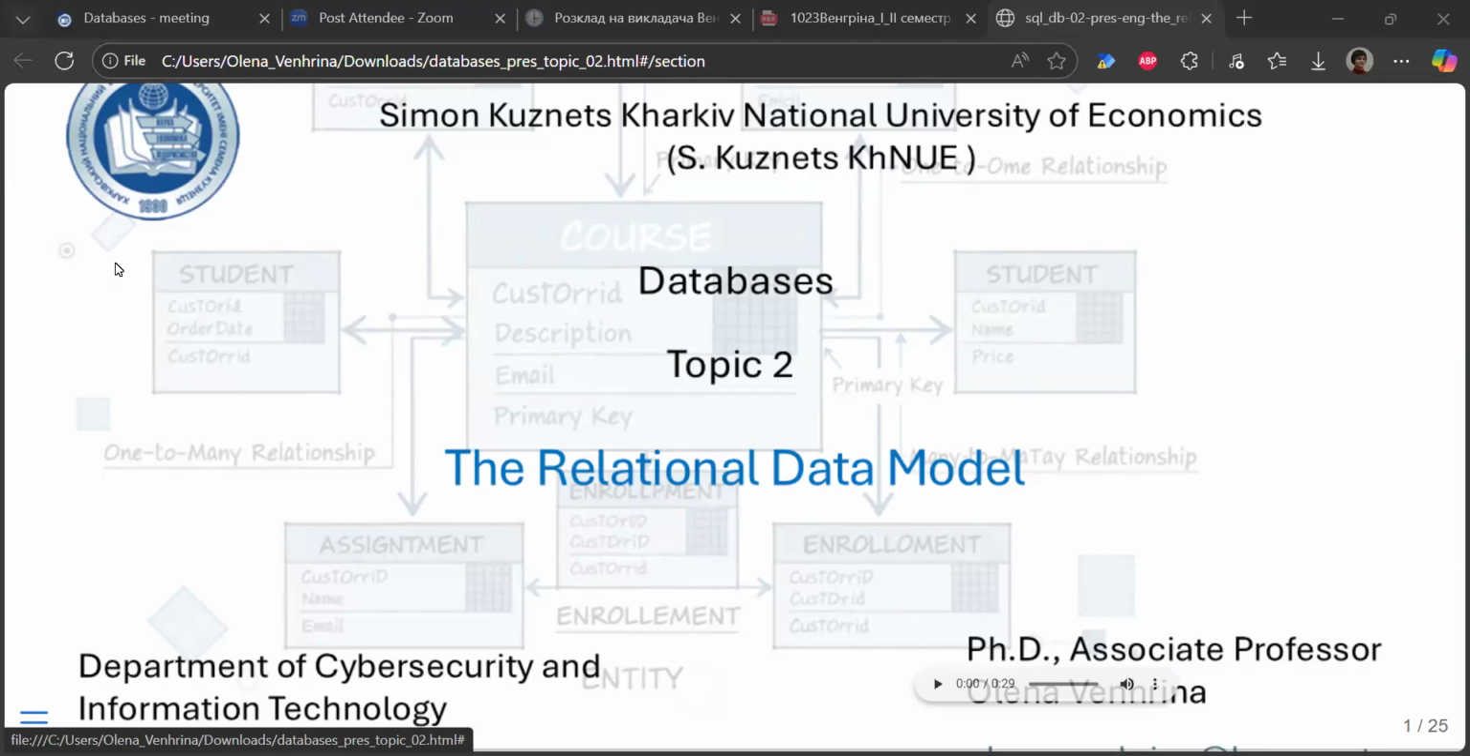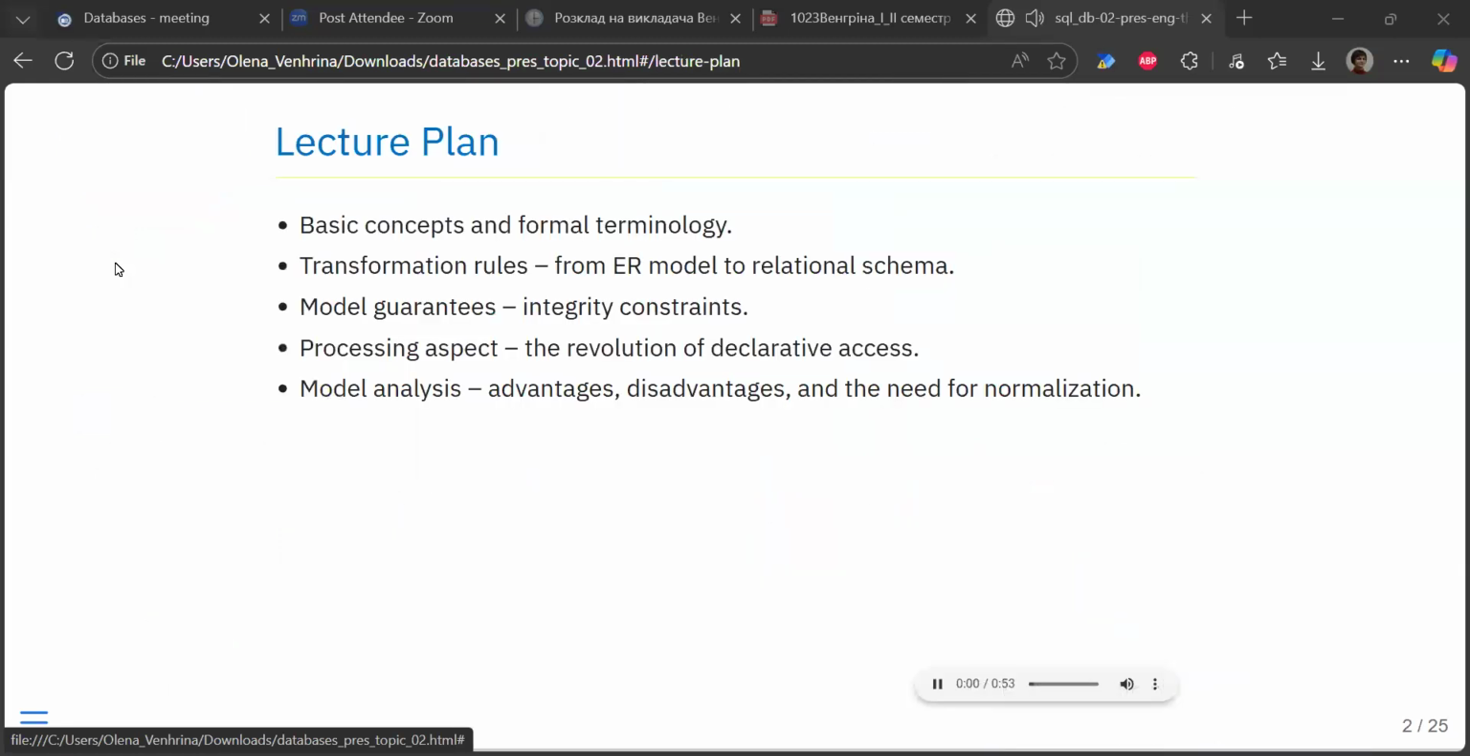It serves as a bridge between the visual diagram understood by the analyst and the strict, formalized structure understood and controlled by the computer system. Here is the plan for our work today. We will move strictly according to these points. First, we will lay the theoretical foundation. Define the formal terminology of the relational model so that we speak the same language.